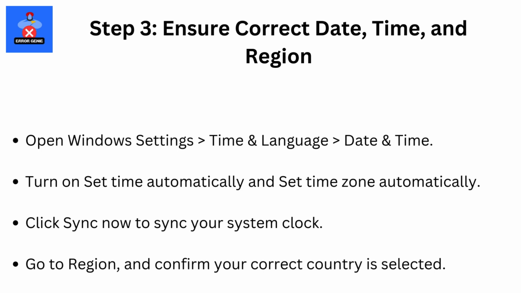Step 3. Ensure correct date, time, and region. Open Windows settings, then Time and Language, then Date and Time. Turn on Set time automatically and Set time zone automatically. Click Sync now to sync your system clock. Go to Region and confirm your correct country is selected.